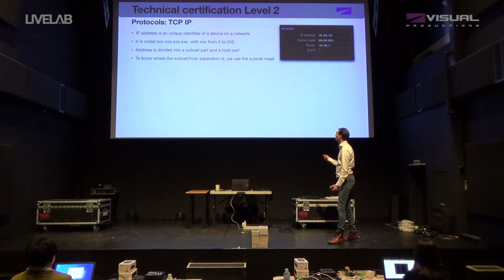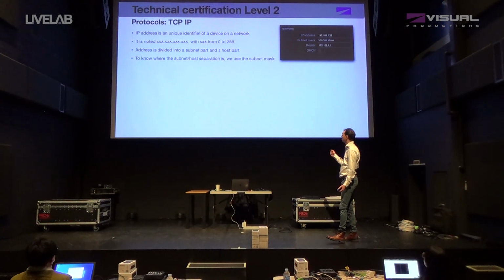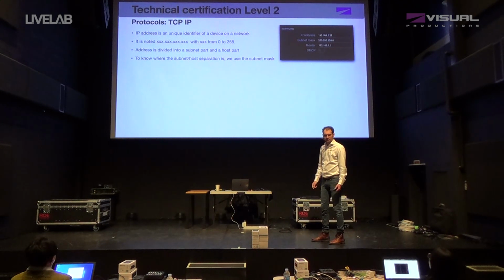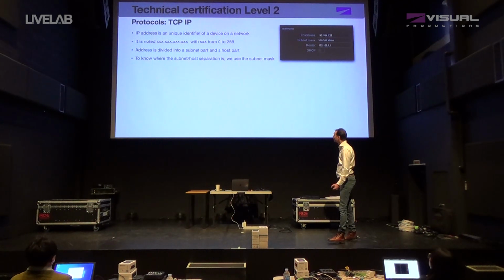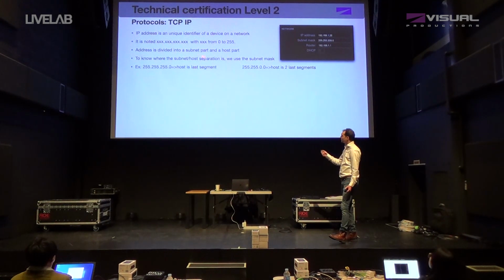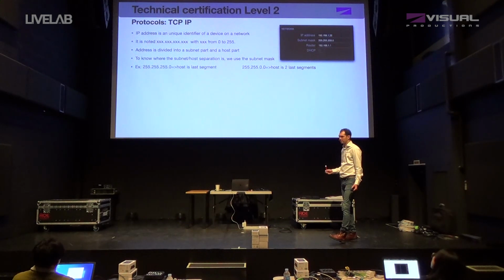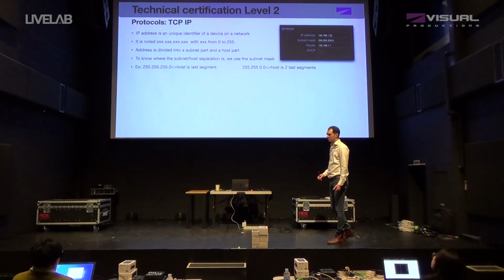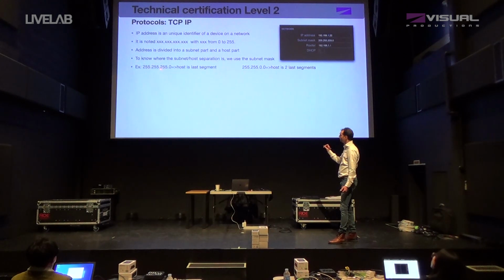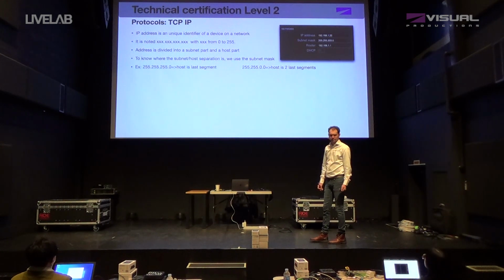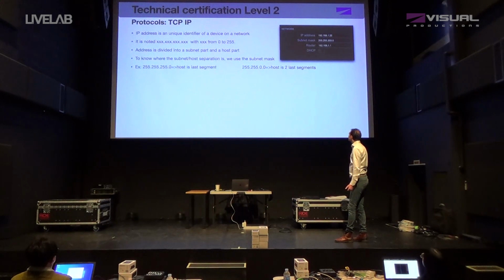And to know which part is the host and which part is a subnet, we use the subnet mask. So subnet mask is often noted 255.255.255.0. And in this case, the 255 indicates that it's the subnet part, and the 0 is the host part.